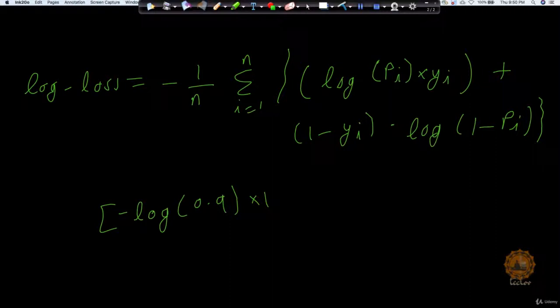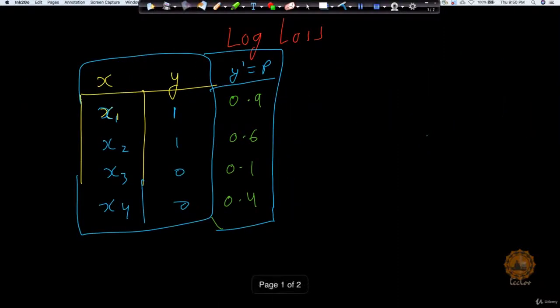Now, what about this part? 1 minus yi. Since the value is 1, 1 minus 1 will become 0. So this term will become 0 anyway. It doesn't matter what is going to come out here, it's always going to be 0. So I got the first term for the first row as minus, and I'm going to note it down here. Basically I'm going to get minus log of 0.9. This is for the first row.